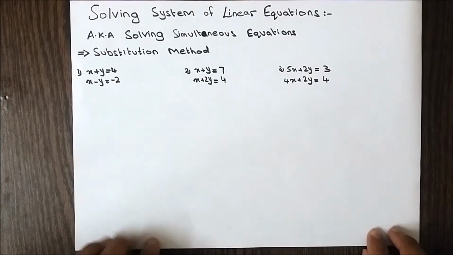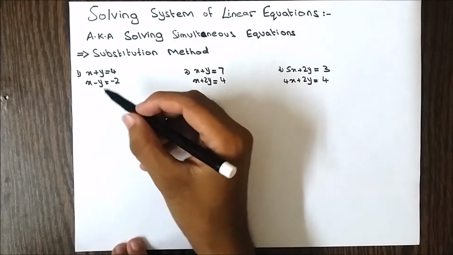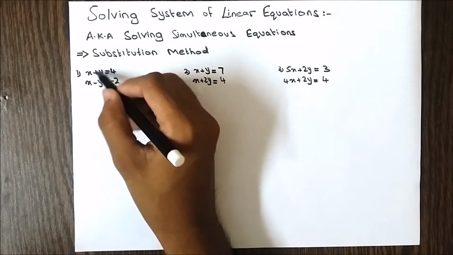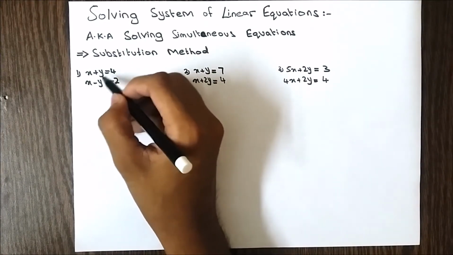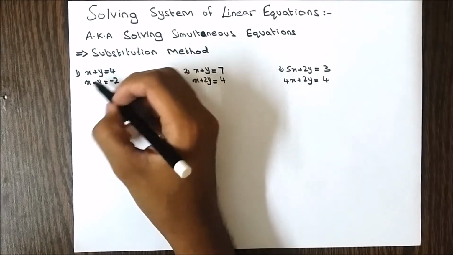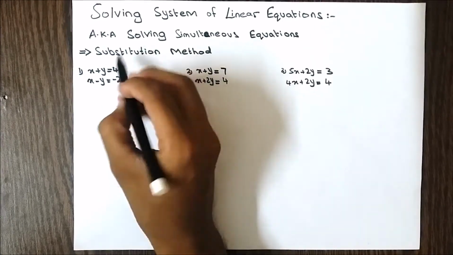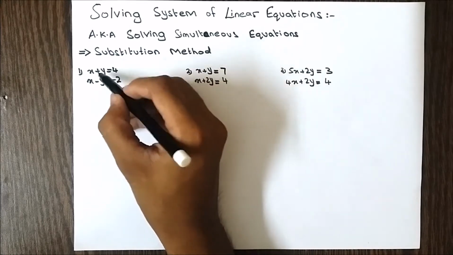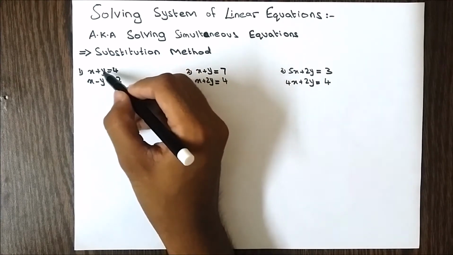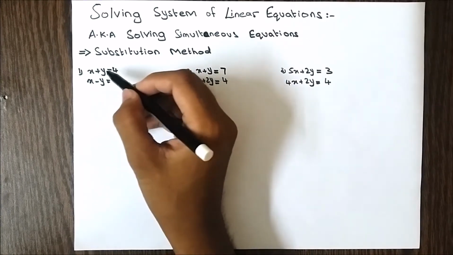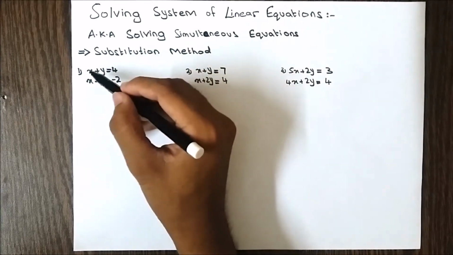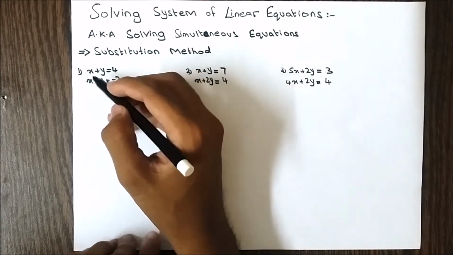Alright, let's start. In the substitution method, we actually have to make one variable the subject. Unlike the elimination method, where we subtracted by modifying one of these equations, here we have two equations and we take one equation and make one variable the subject, like x or y. Let's make x the subject of this equation.